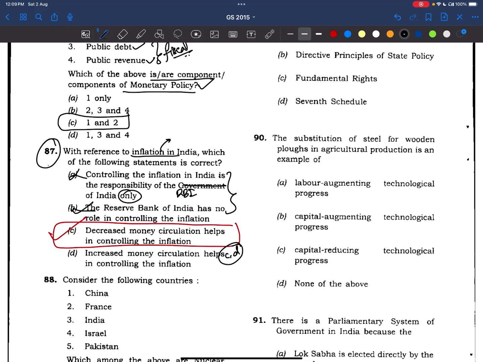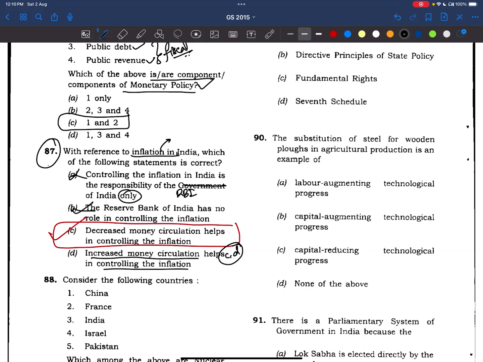Of course, this is a very basic question. All people will know it, but I'm just telling. These two options are counterparts, so the answer will be among these two. Increased money circulation helps in controlling inflation? No, because of increased money circulation only, inflation occurs, because there is more money chasing few goods. That's why the demand for goods increases and the prices get hiked. Here the answer is C.